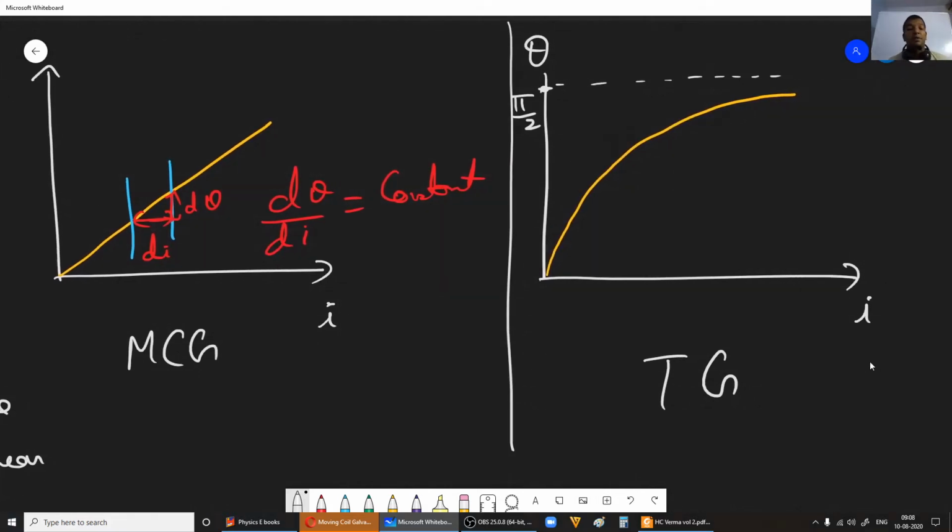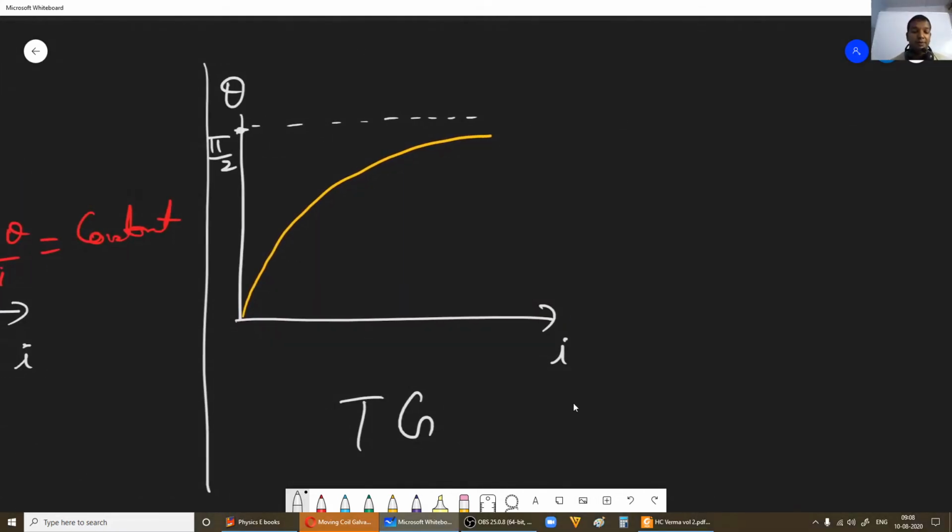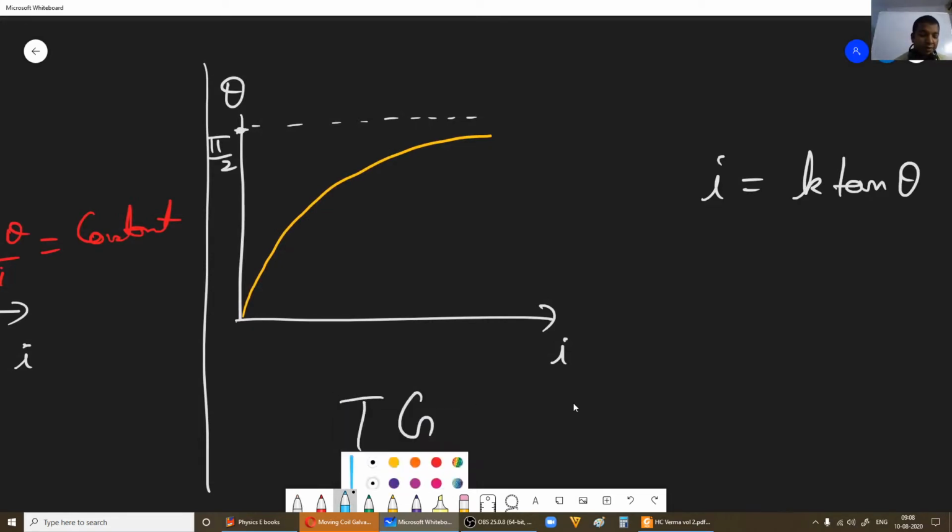So here I'm just trying to plot I is equal to k tan theta. This is how the graph looks. Going by the basic rate of change, that is d theta by di. The same graph in the previous class I had written in a different way by rotating the graph. You can make that out, we can write it like this also, not a problem. So, d theta by di.